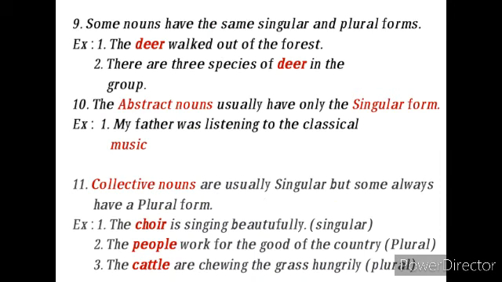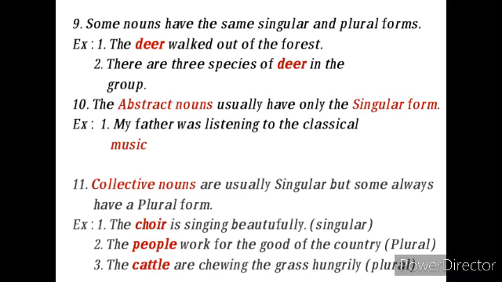Now children, let's come to point number 9. Some nouns have the same singular and plural forms. We can see the example: the deer walked out of the forest. There are 3 species of deer in the group. In both examples, we can see the word deer is highlighted. In the first example, it's talking about a single deer, and in the second example, it's talking about 3 species of deer.